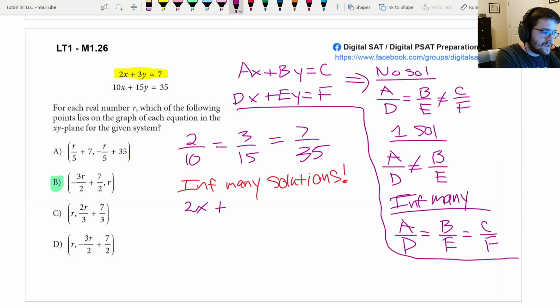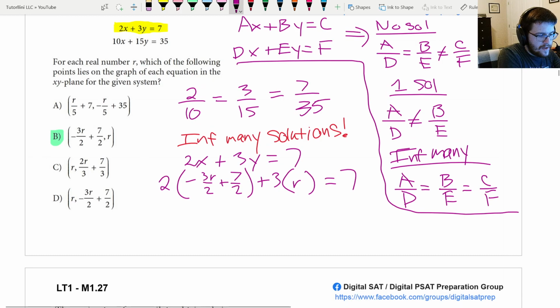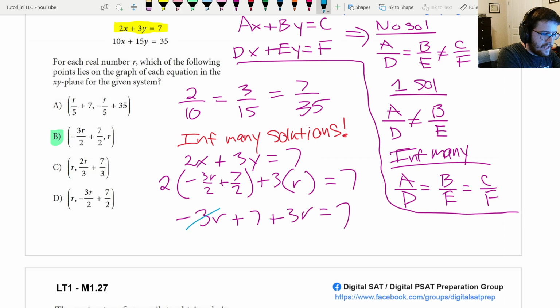So 2x plus 3y equals 7. I'm going to put 2 times negative 3r over 2 plus 7/2, because that's the x-coordinate, plus 3 times r equals 7. So we get negative 3r plus 7 plus 3r equals 7. And you see the negative 3r and 3r go away, and we're left with 7 equals 7, which means it satisfies. So any value you pick for r will satisfy that.